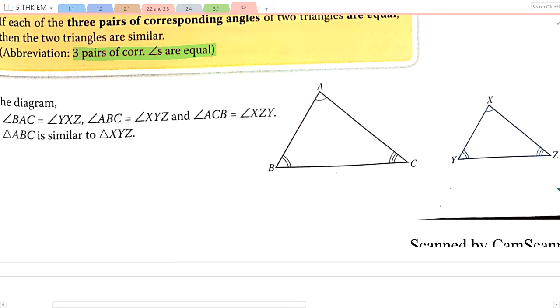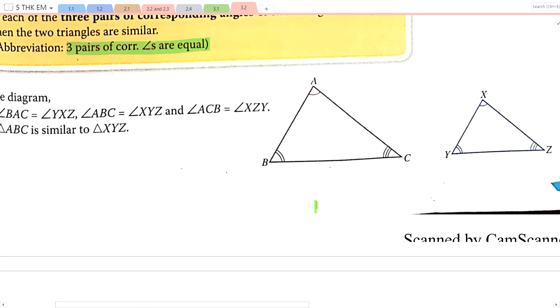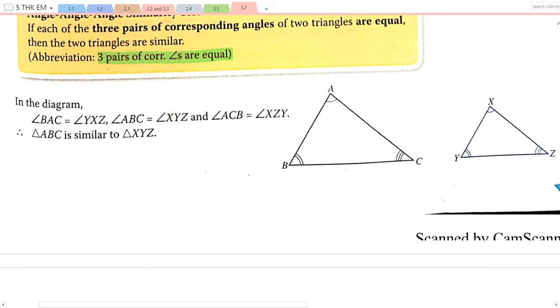Now, this is a very straightforward question. Two triangles. To prove that they are similar, all I need to do is to show that I've got one pair of angles that are the same, BAC over here, and YXZ. They are the same. And what is the reason that they are the same? Given, yes. It is given to us.